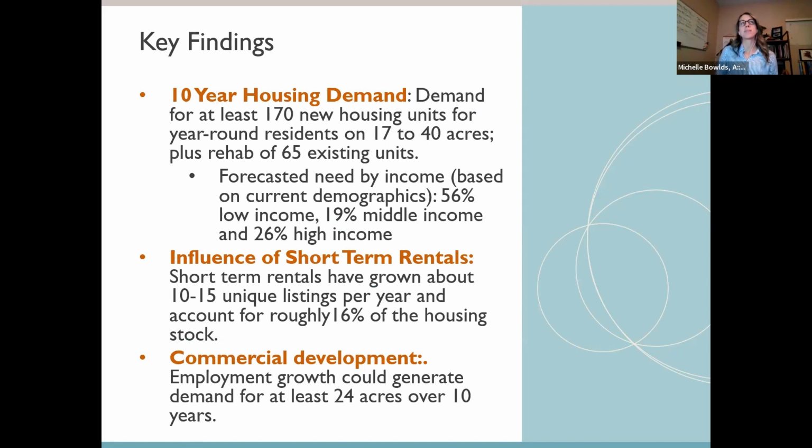Some of the key findings from our initial analysis are that we're forecasting demand for at least 170 new housing units for year-round residents in Girdwood. And that would roughly have a demand for 17 to 40 acres of residential land. And that's in addition to a demand for roughly 65 rehab or renovation units of existing units that exist in Girdwood. For the breakdown by income, we're seeing that the forecasted need will roughly fall 56% into that low income category, 19% in that middle income, and 26% in the high income.